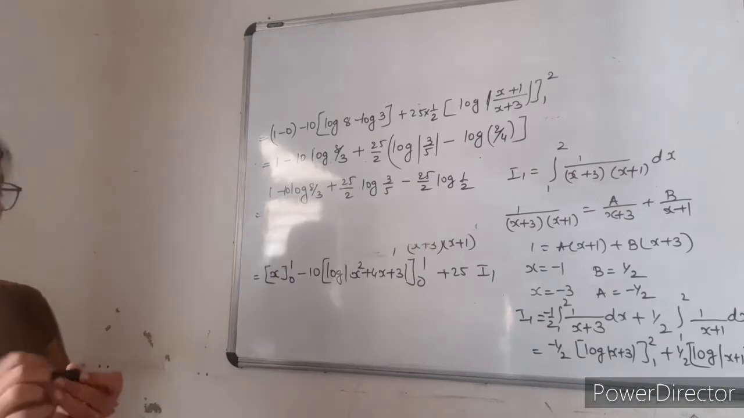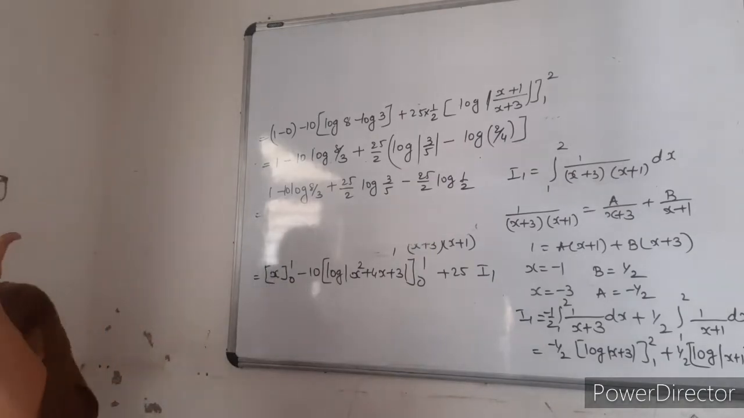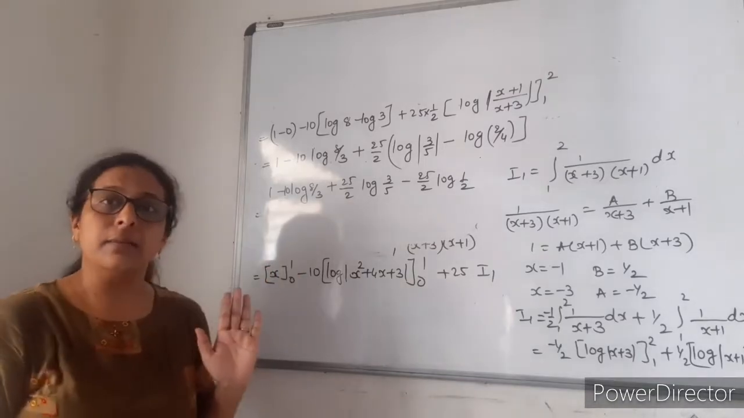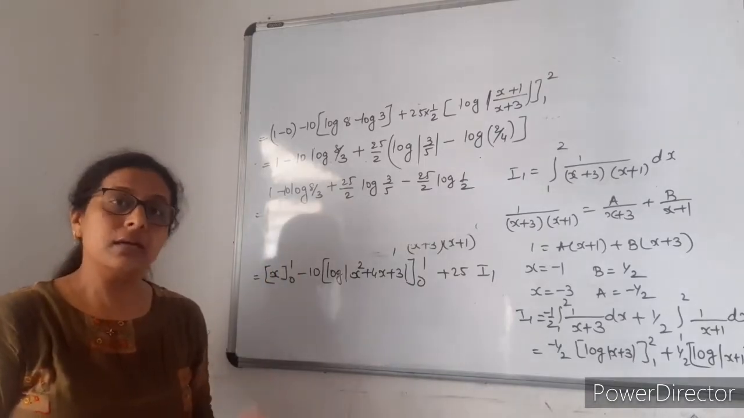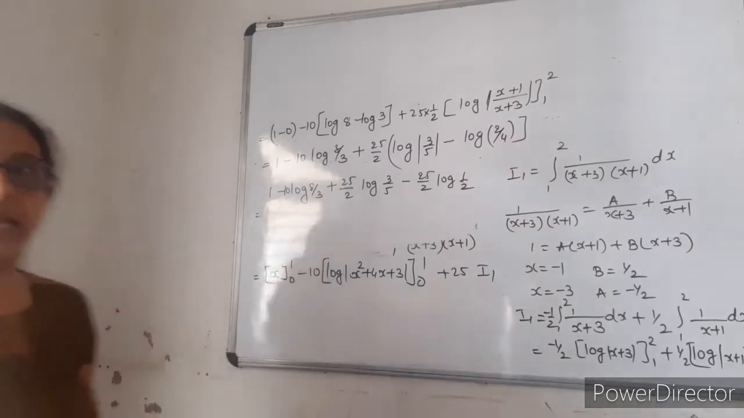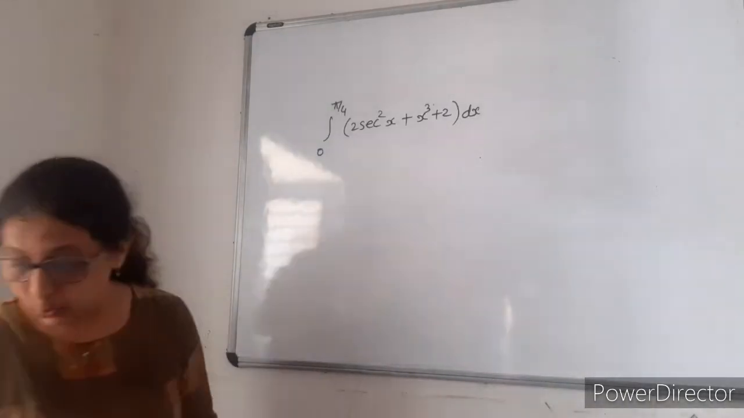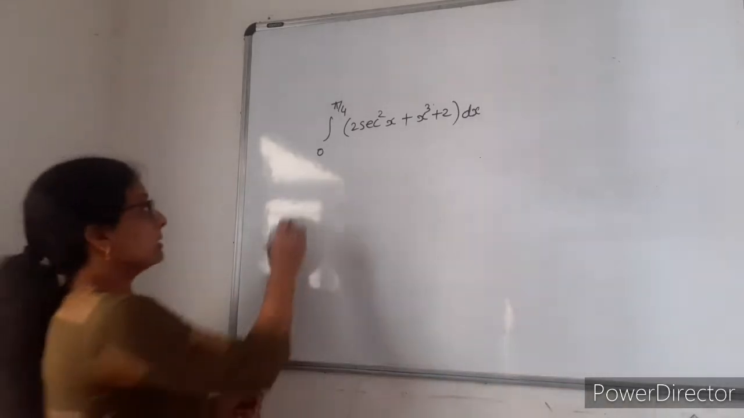Just leave it as it is. No need to simplify anything. There are no marks for the simplification. This is the answer. That's it. You understand this? Yes. So do it. Then we'll go ahead with the next sum. Okay. So now this is question number 17.